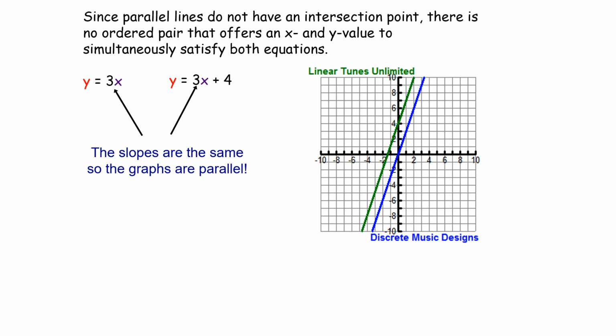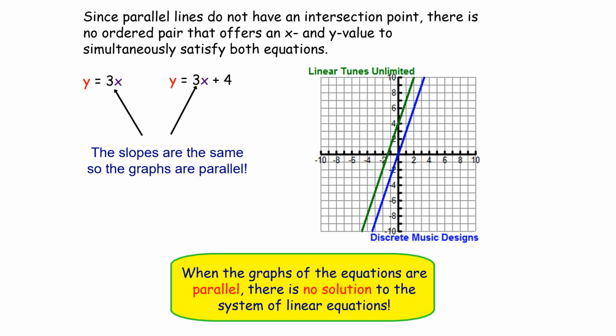So therefore, when they have the same slope, remember, our lines are parallel. Okay, will they ever cross each other if the lines are parallel? No, they will not. So therefore, can I have any solutions? No, I cannot. So when the graphs of the equations are parallel, there is no solution to the system of linear equations. Okay, they will never touch each other. The lines will never intersect. Therefore, we don't have a solution to both equations.